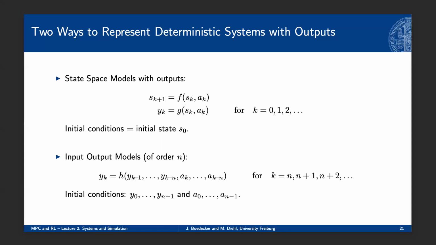But there's also another perspective that we call the input-output model. There we have to decide on an order n, and that is basically a time window of input-output pairs in the past. So you just remember the last n inputs and the last n outputs, and you predict the next output as a function of them and of your latest new action that you decide upon. So here the initial conditions are just the past outputs y and the past actions A.